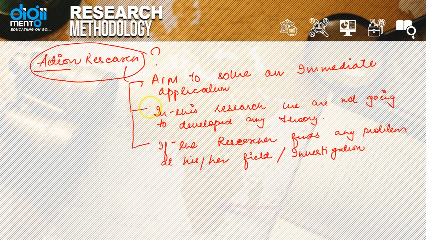the researcher applies action research. So let's suppose you are working in a specified field and you get into some problem, and you want some immediate action. That immediate action is applied by the action research. Action research basically is not used to develop any theory. It's useful to solve the immediate applications which are faced by researchers in their particular area. So this is the action research.